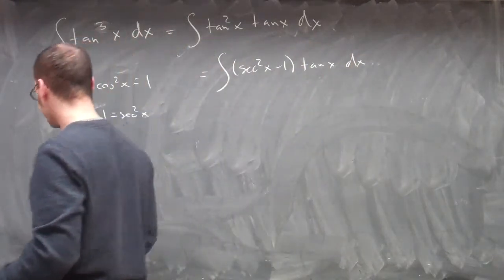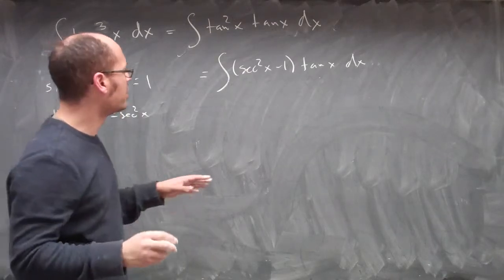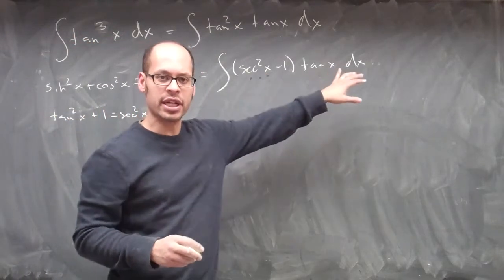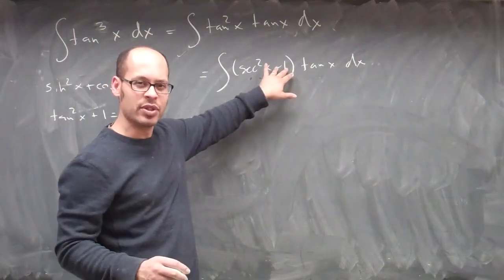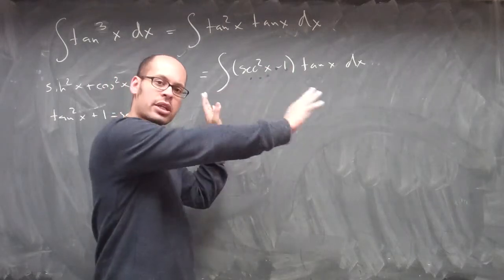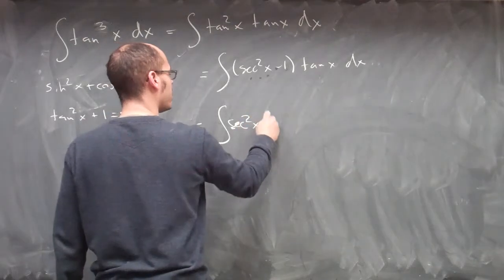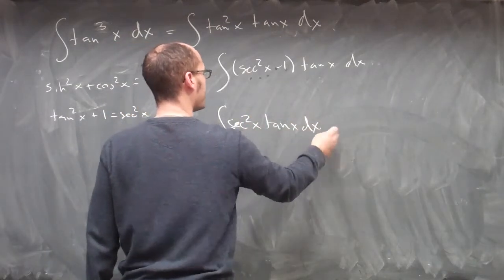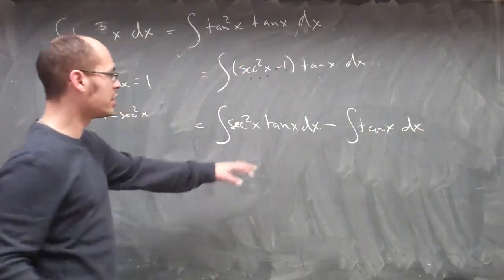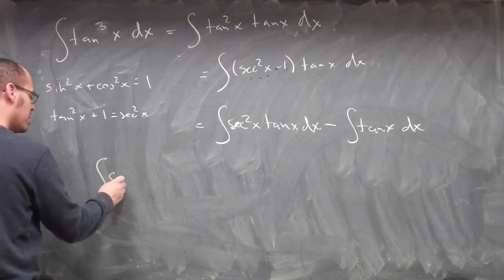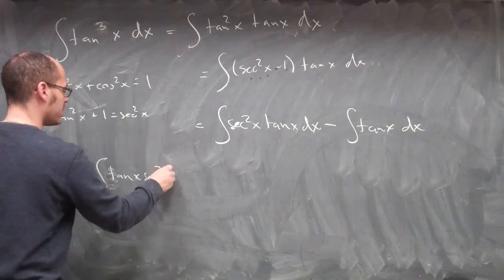I get that. Okay, and now there's some hope here, and the hope is from the fact that the secant squared is the derivative of the tangent. So I might be able to do a u substitution, except this 1 is kind of in the way. So to get rid of the 1, I'm just going to break it up into two separate integrals. On the one hand, I have the integral of secant squared x tan x dx, and I have minus the integral of just the tangent. Now this first integral, let me do it over here, and I'm going to write it in reverse order just because it's more suggestive, tan x secant squared x dx.